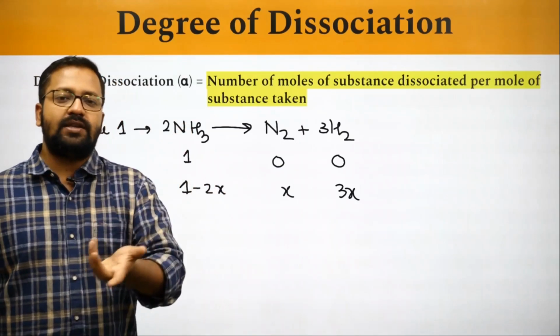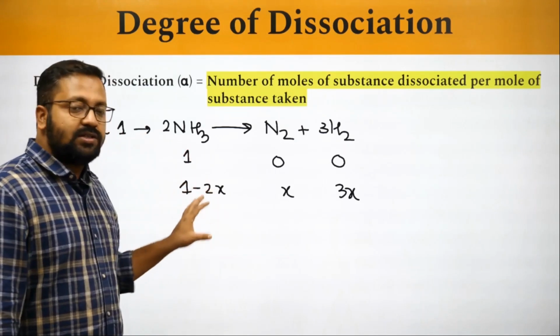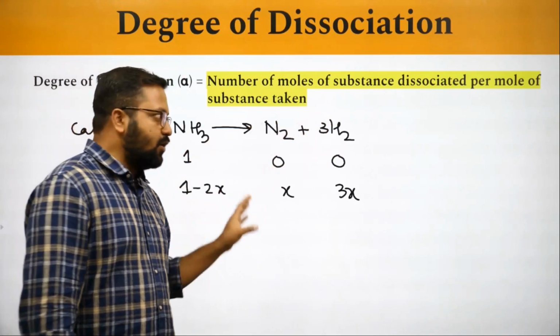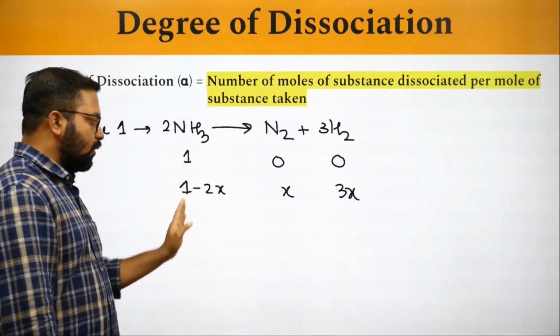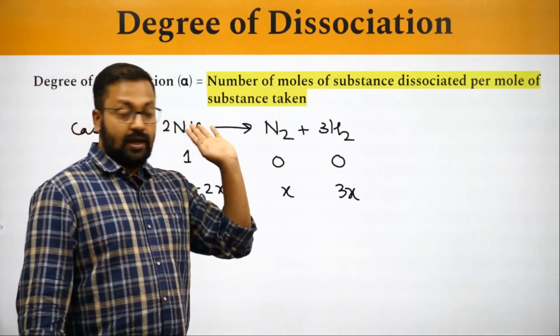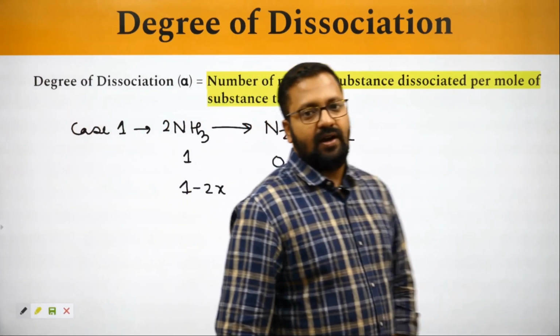You can take 2, 1, 3, 5, anything. But the amount to which it is dissociated and the amount to which nitrogen and hydrogen would be formed will always be in the mole ratio. So 2x, x and 3x. Okay, so now I want to calculate alpha.